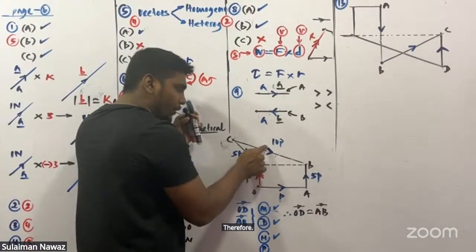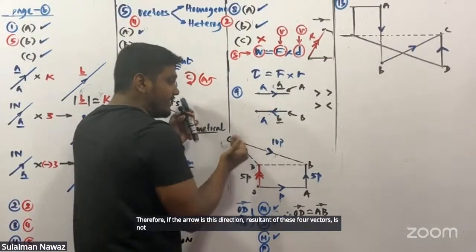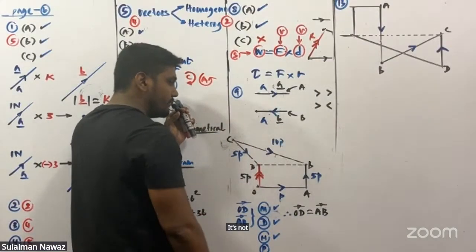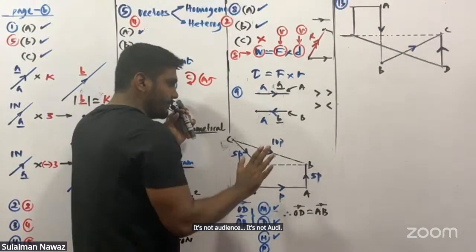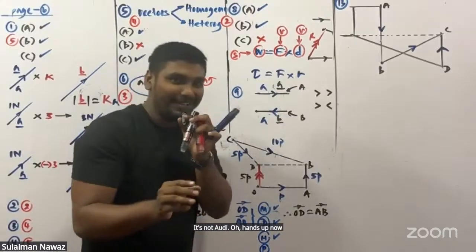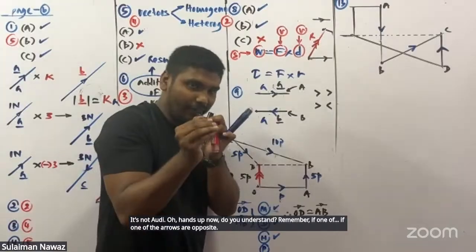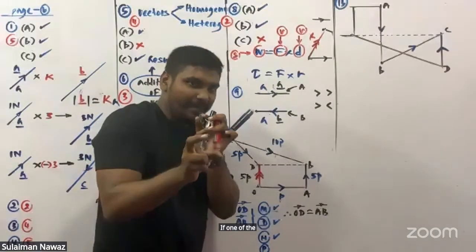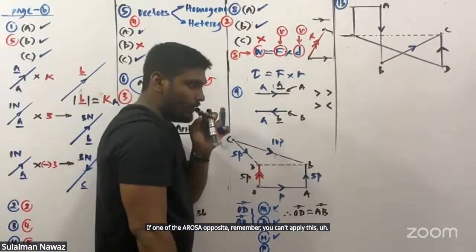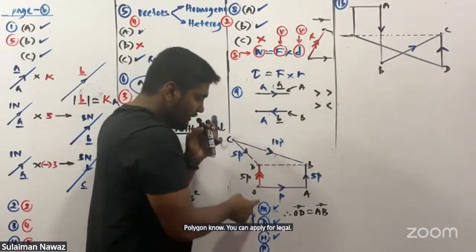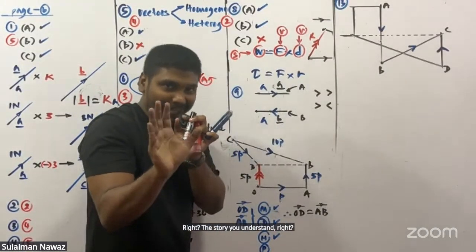Therefore, if the arrow is in this direction, the resultant of these four vectors is not OD. It's not OD. So hands up now. Do you understand? Remember, if one of the arrows is opposite, you can't apply the polygon law, and you can't tell that this is the resultant. The story you understand, right? You guys understand, right?